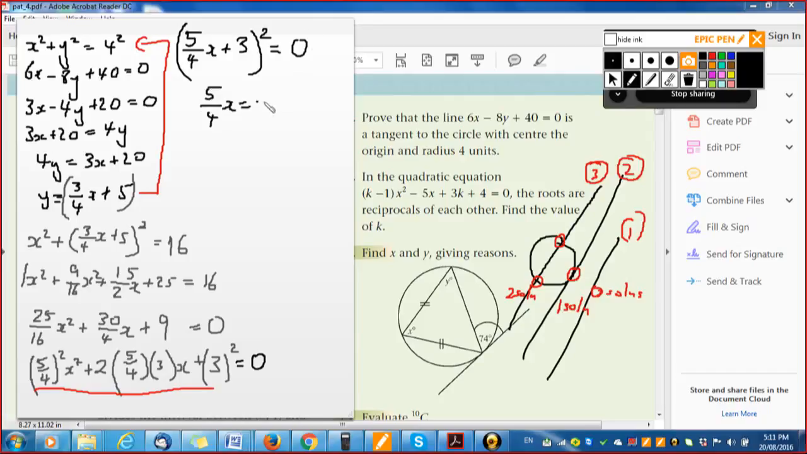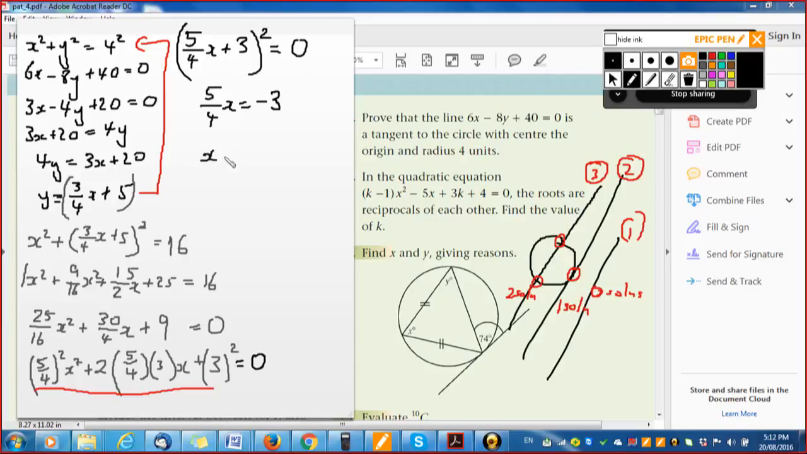Now bring the 3 over to the other side, minus 3. Does that make sense? Why don't you take the brackets out? Because that is going to equal 0 twice. In other words, I'll explain another way. We're going to square root both sides, or in other words, we're going to undo the square. And then we're left with 5 over 4 x plus 3 equals 0, because that's a double root. You see that?